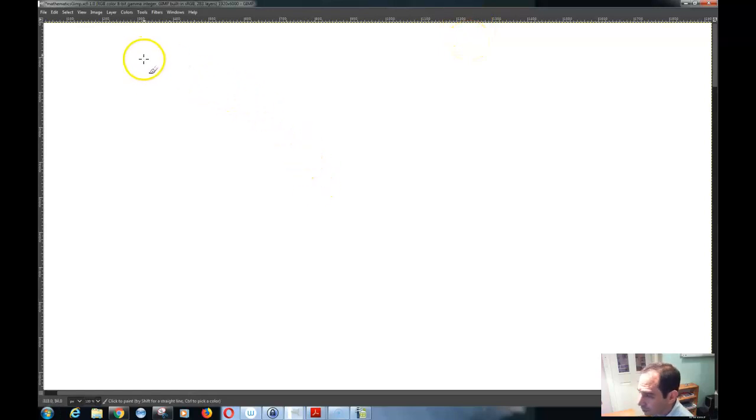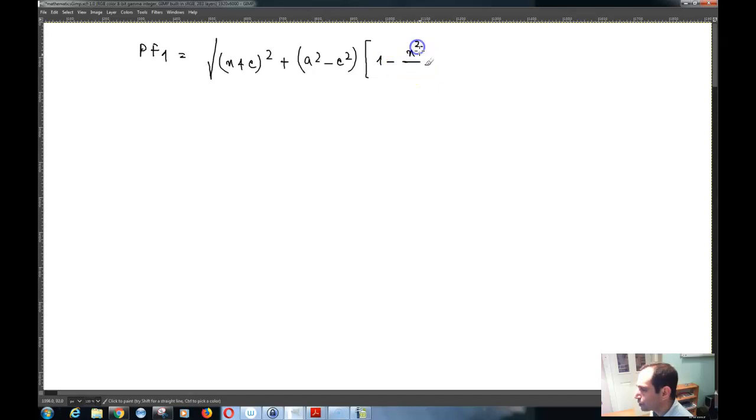So now what we had was that PF1 was equal to the square root of x plus c whole squared plus a squared minus c squared times 1 minus x squared by a squared, x squared minus a squared. And if you do some simplification here, you need to expand everything over here. It's basically x squared plus c squared plus 2cx.